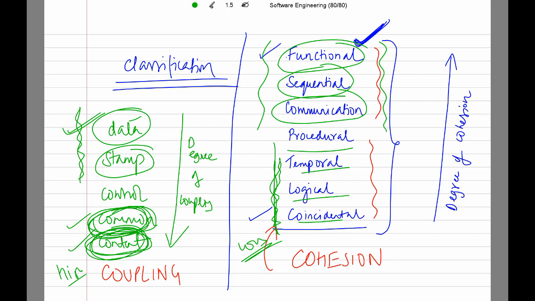Okay, so we can stop here for today's class, and from tomorrow we will try and understand each one of them. We'll look at each one of them with an example and see how these different types of cohesion and coupling are actually achieved.